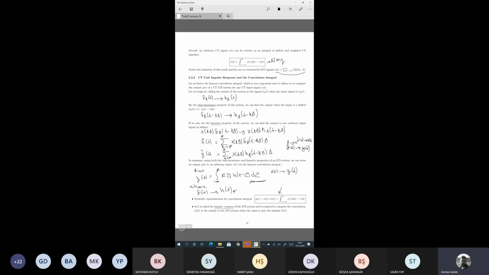Well, note that if we are talking about impulse response h of t and the convolution integral, then you are working with an LTI system. All of the properties for the discrete case and the continuous case regarding the convolution sum and the convolution integral are valid for linear and time invariant systems. Okay, so this is our case.